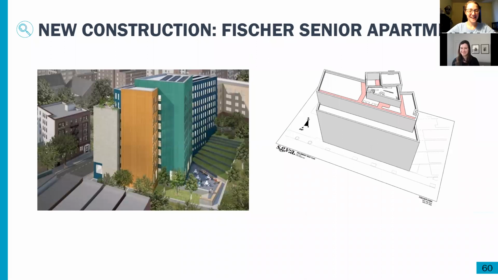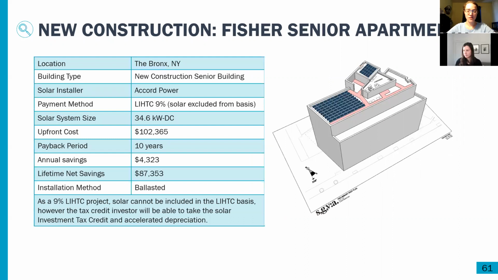And then an example of a new construction project, Fisher Senior Apartments, is a good example here. Solar was included on the main roof deck, and then also on the roof of the mechanical room. So they're able to maximize the system size there. This was a low-income housing tax credit project, 9% LIHTC, but because 9% LIHTC is pretty restricted, solar was not included in the LIHTC basis. That's something that you can choose. You can turn on and off on the solar feasibility analysis.